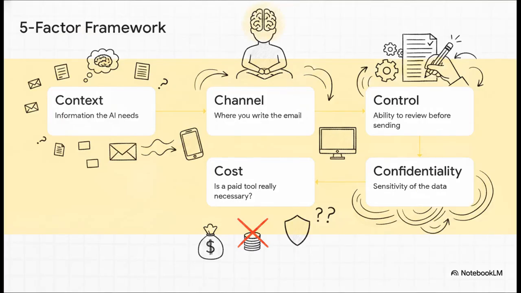To make sure you pick the right tool, use this simple 5-factor framework: context, channel, control, confidentiality, and cost. Think about how much background info the AI needs, where you're actually writing the email, how sensitive the data is, and if you really need to pay for a premium sub. But the absolutely crucial factor here? Control. You, the human, must always retain the ability to review and edit the draft before anything actually gets sent.